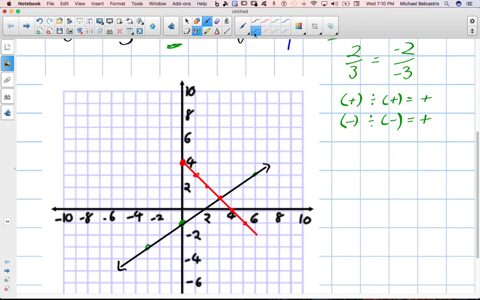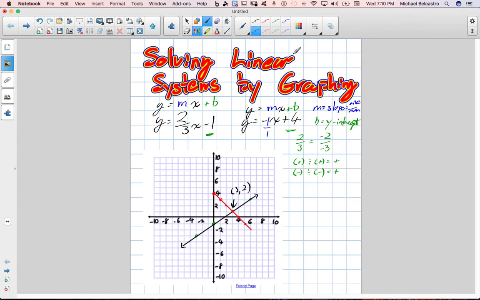So now we kind of play like a game of bingo. We got this point. What is this point on the graph? 3, 2. That's perfect. 3 and then 2. So that coordinate is 3, 2. So by graphing, we've now solved this. The point of intersection for this linear system is 3, 2.